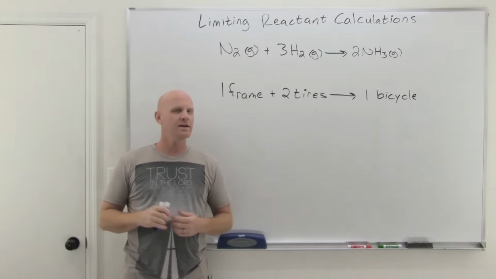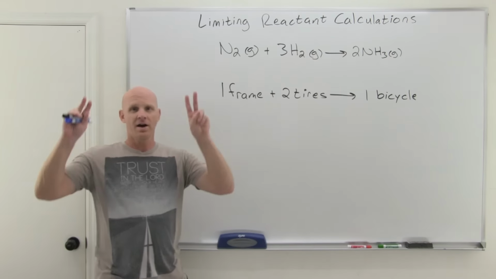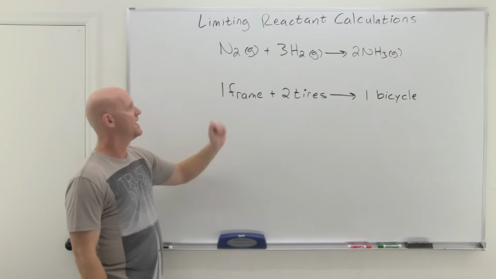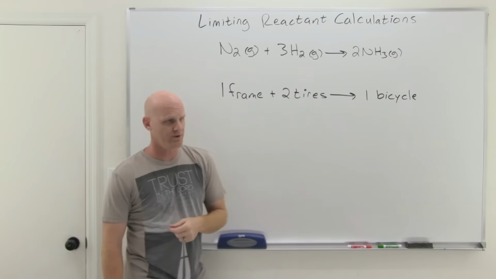So now we're going to get into limiting reagent calculations a little more properly here, and I'm going to come up with a mock fake chemical reaction that's not really chemical in nature at all, but one frame plus two tires can make one standard bicycle. That's what we're going to deal with.